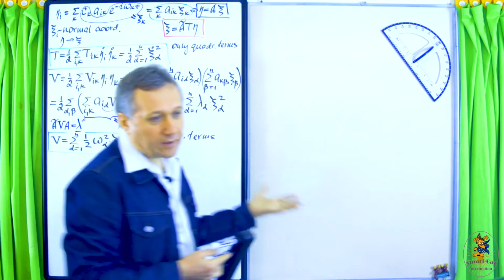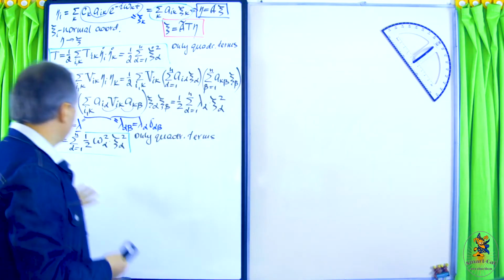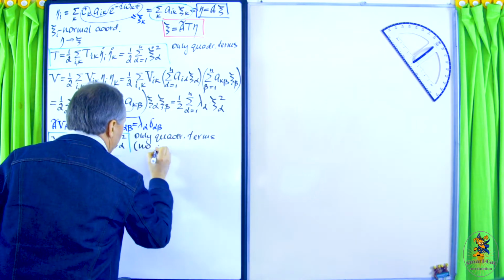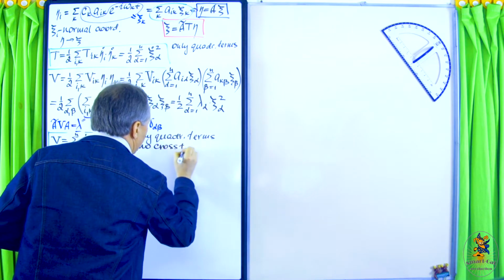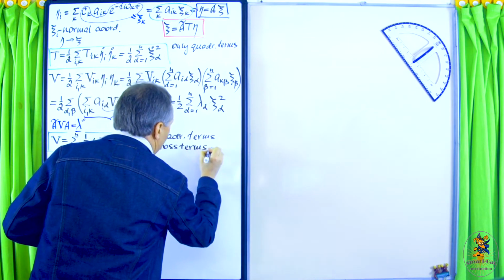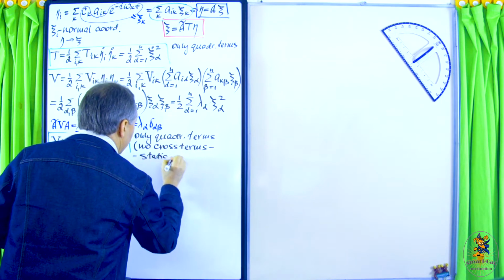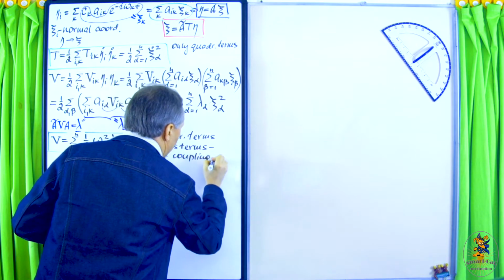they're called static coupling terms. Not a big deal if you don't remember that, but no cross terms, static coupling terms.